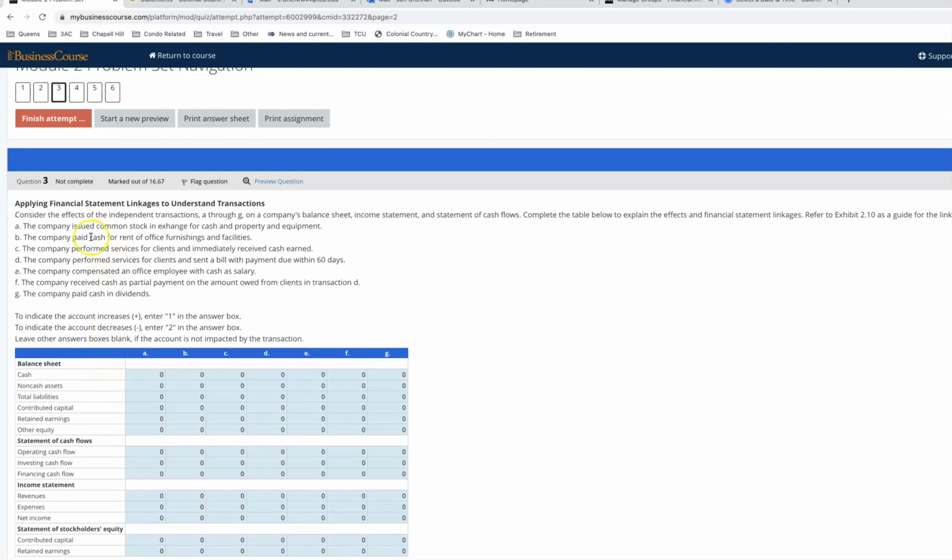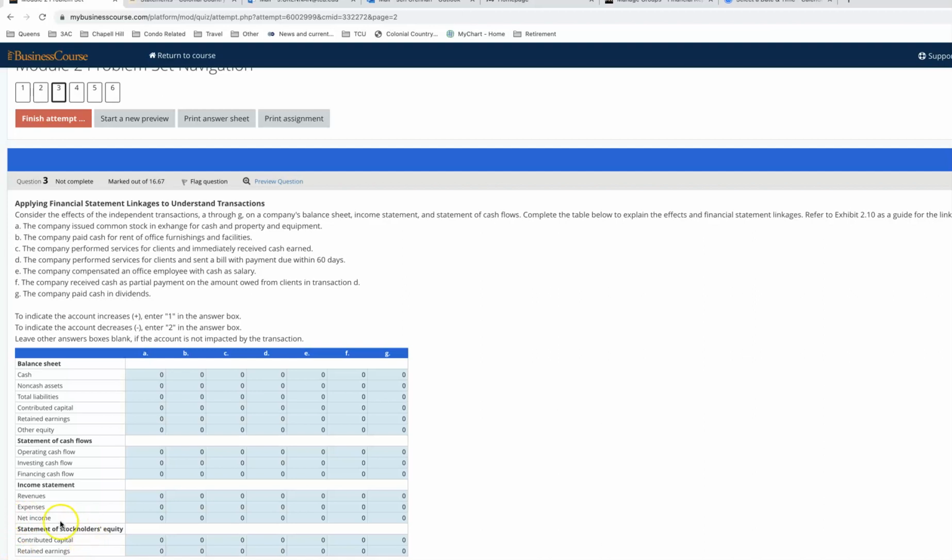So when you go through this, this is giving us economic transactions. A through G are each economic events, and we've got to decide how it impacts these core four financial statements. Remember the balance sheet, this is what we own, what we owe, and it also has equity. Statement of cash flow, that involves cash coming in or out. The income statement, right, that's the star of the show. It's got revenues, expenses, and the difference between the two is net income.